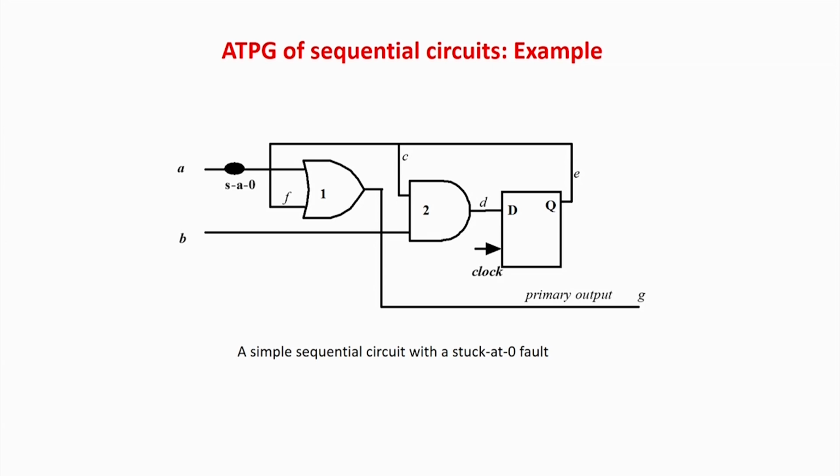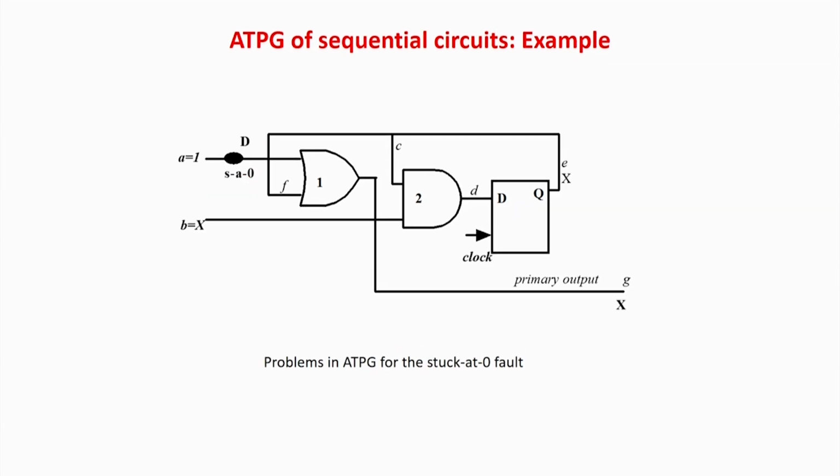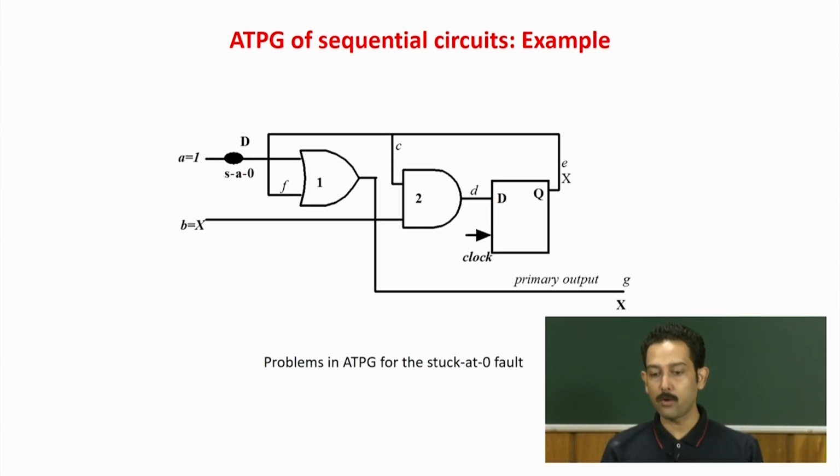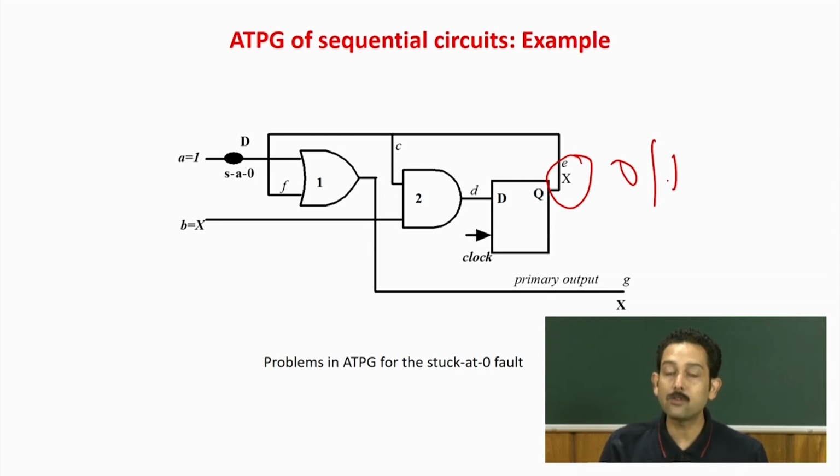Now, let us see that this is your very simple sequential circuit, and we want to go for testing a stuck at 0 fault here. So, we will see what is the complexity involved and how it becomes more difficult in a sequential circuit like this. Now one very important thing you have to remember, that when you power up a circuit, the value of the output of the flip flop may be 0 or 1.